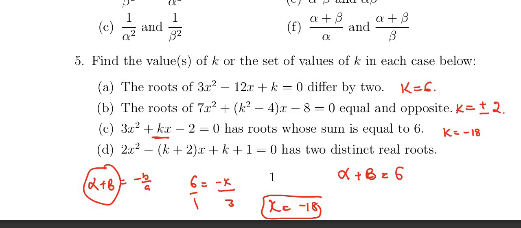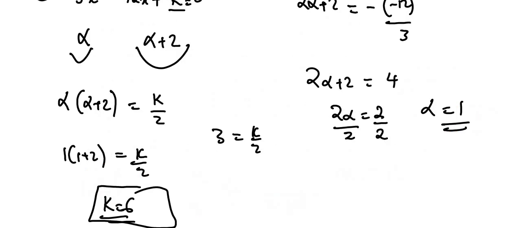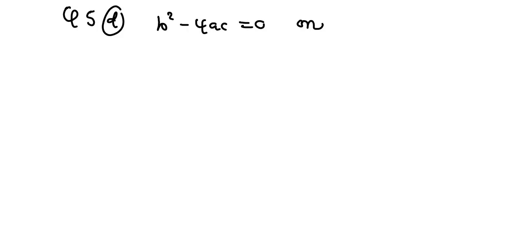Then for the last one, they're saying this has two distinct real roots. When something has two distinct real roots, it simply means that the discriminant is greater than 0. That's what they're basically saying. So the question 5D, you need to remember the nature of the solution. So here, if the discriminant equals 0, meaning one real root.